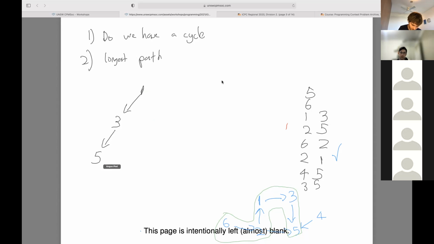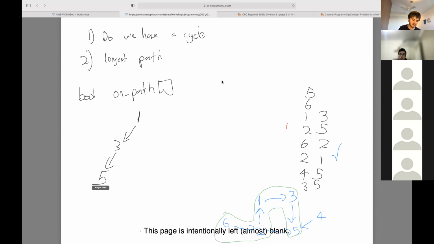So in our DFS, we just keep a Boolean array of on path. What we've seen, like an array of: is this thing on our path or not? As we start DFS from 1, we DFS to 3 and to 5, and we mark whether each of them is on our current path. If we ever find a new edge that goes to something on our path already, then we've found a cycle.